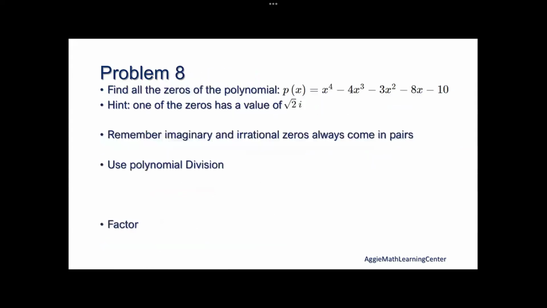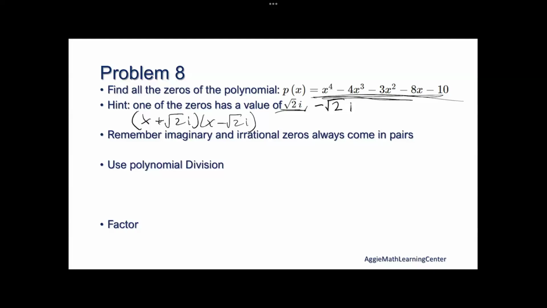Okay. Awesome sauce. Okay. So now we want to find all the zeros of this polynomial. Hint, one of the zeros is the square root of 2i. That makes this a lot easier on us because what did I just say? Imaginary zeros come in pairs. Yes, exactly. So if one of the values is square root of 2i, that means another one of the values is negative square root of 2i. So we have x plus square root of 2i and x minus the square root of 2i that are already factors that we've discovered.